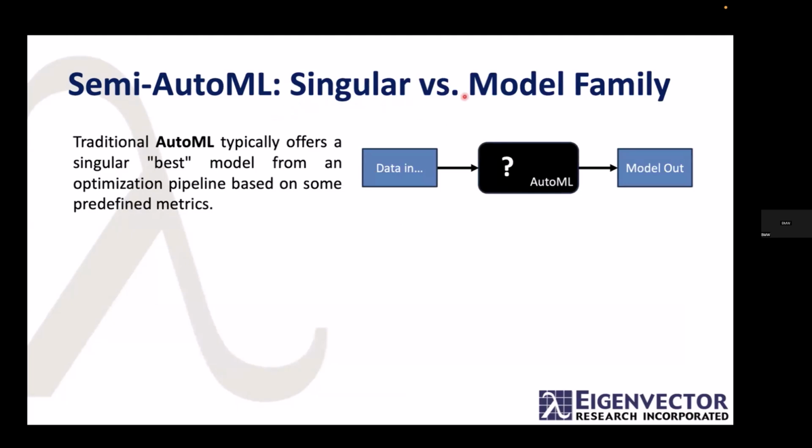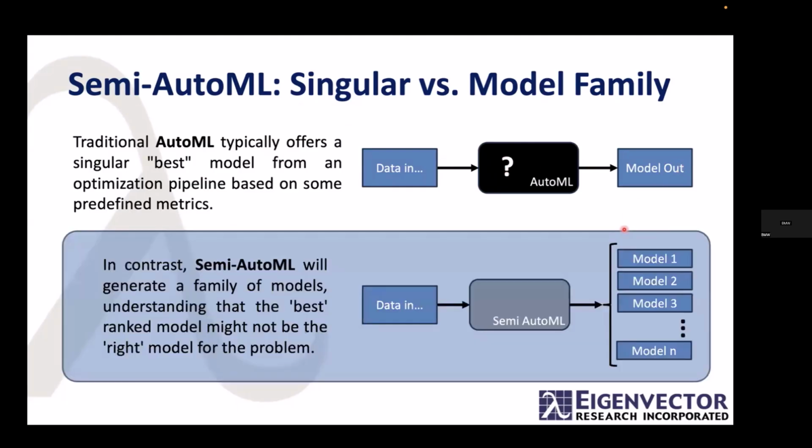Semi-auto ML, singular versus model family. Traditional auto ML typically offers one singular best model from an optimization pipeline based on some predefined metrics. So what are you going to optimize on? Root mean square error, cross validation? Okay, there's one. Is there anything else you want to look at along the way? Well, we like to look at overfit a lot, looking at those kinds of metrics. But anyhow, the data goes in and you do some auto ML and the model comes out.